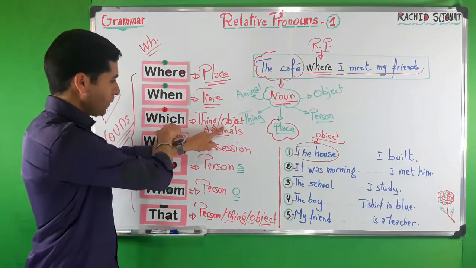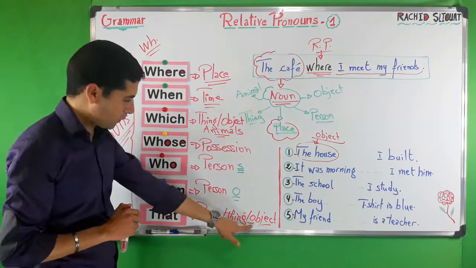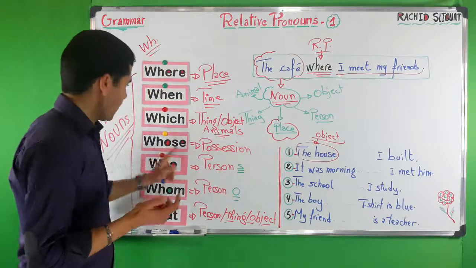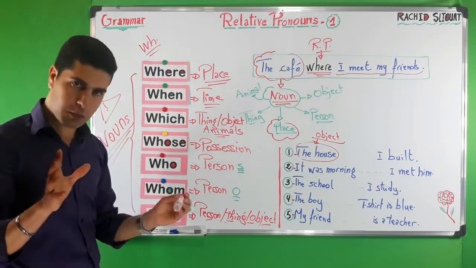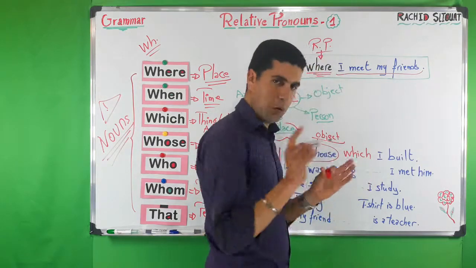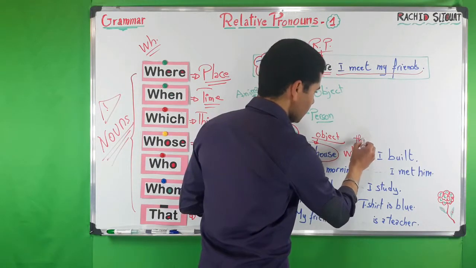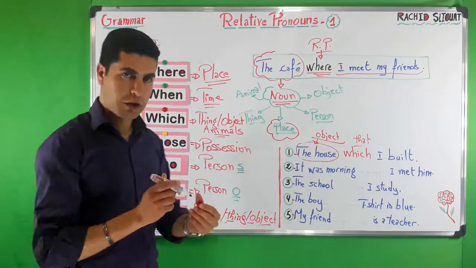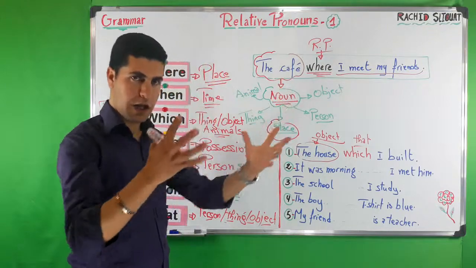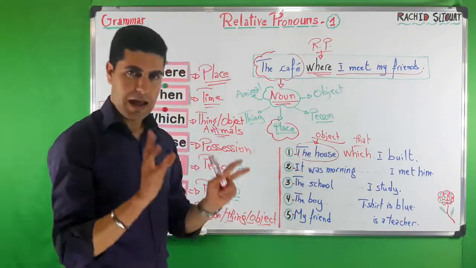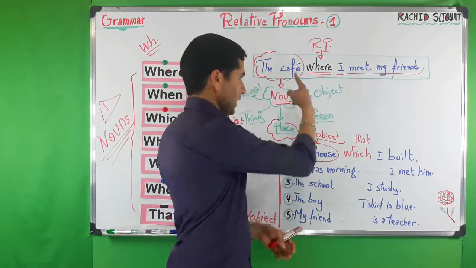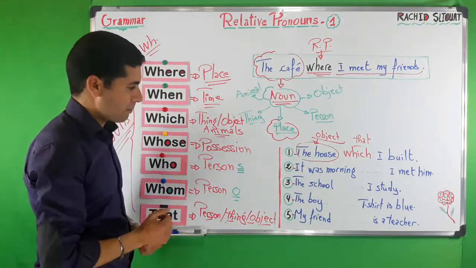So which is for object. We can also say that is also for object. So the house that I built, or very simply we can say the house which. So either which or that. Why? Because the house is an object. So here we are referring to the house as a thing, as an object, not as a place like in number one.